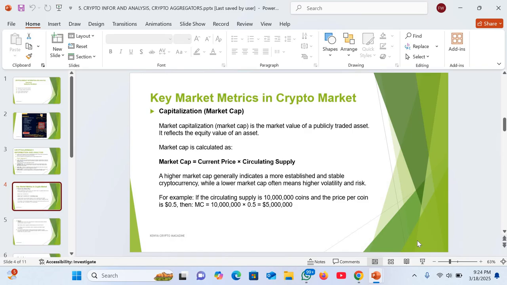We all know Bitcoin has a maximum supply of 21 million coins. But the circulating supply of Bitcoin is around 19 million and something. In the next subtopic, I'll be able to explain to you the difference between circulating supply, maximum supply, total supply, so that at least you get the difference between the three. So Bitcoin has a circulating supply of around 19 million and something.